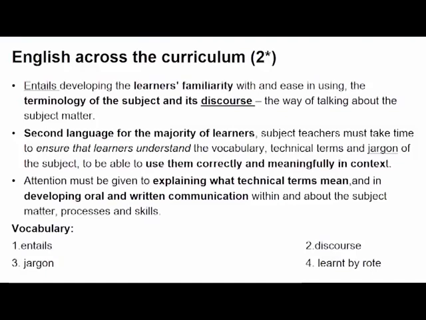Therefore, the subject teacher has to take time to ensure that the learners understand the vocabulary, the terms and the jargon of the subject, and that they're also able to use them correctly and meaningfully. A lot of attention must be given to explaining the technical terms and also to help the student develop oral and written communication within and about the subject matter, the processes, and the skills.